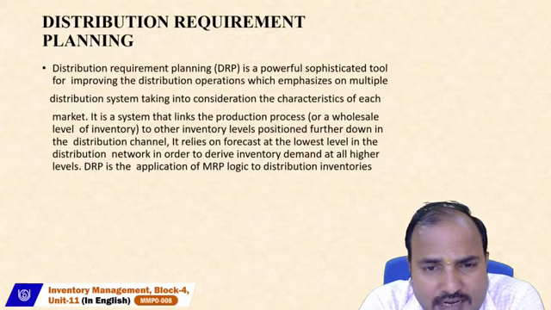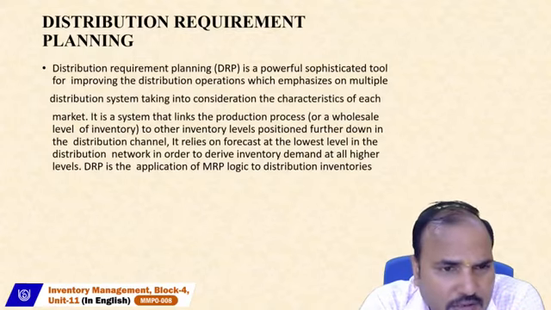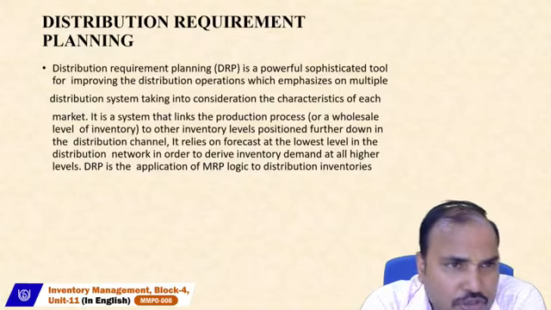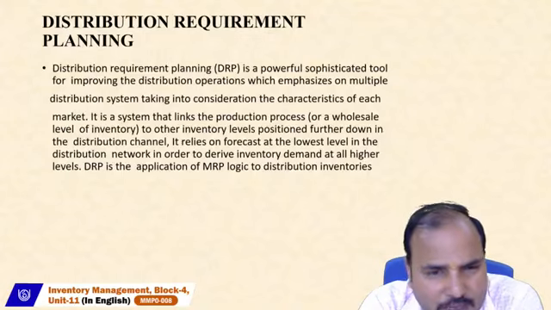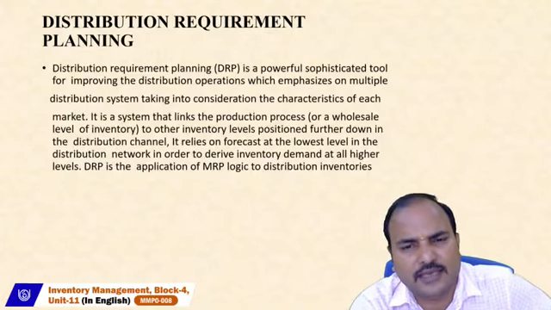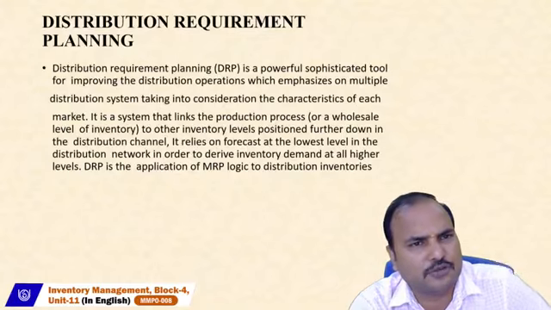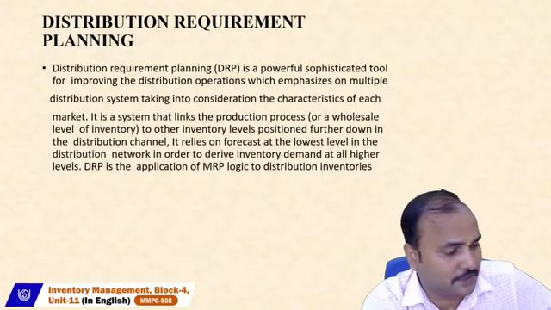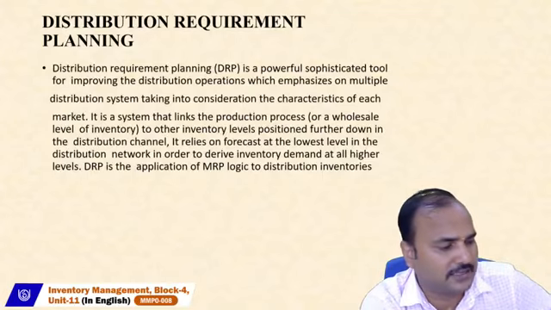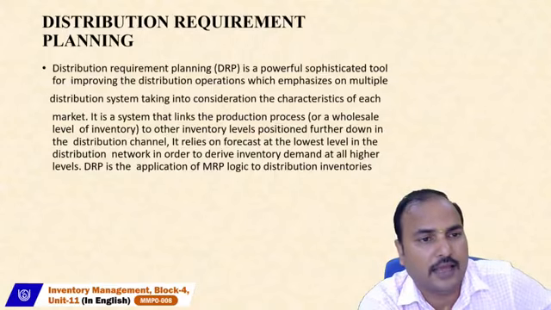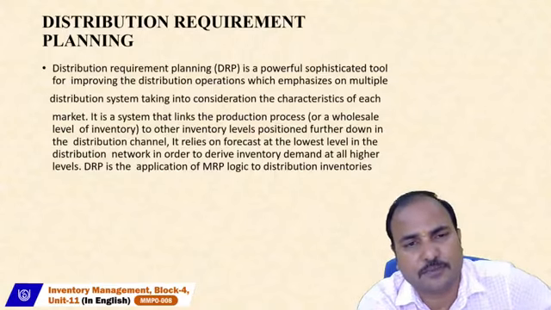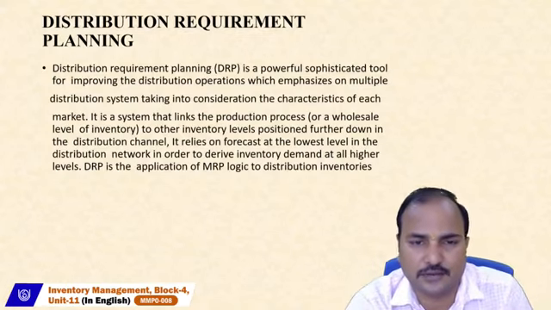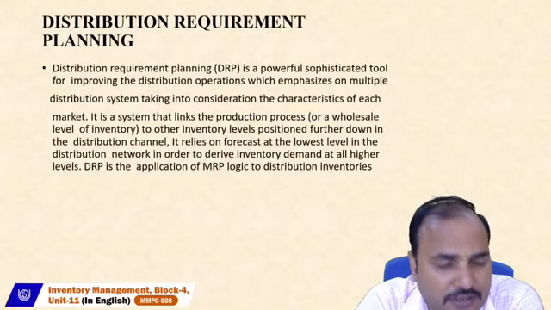It relies on forecasts at the lowest level in the distribution network in order to derive inventory demand at all higher levels. So distribution requirement planning is the application of MRP logic to the distribution of inventories. We can say this is a powerful, sophisticated tool for improving distribution operations, and it links the production process and is positioned further down in the distribution channels.